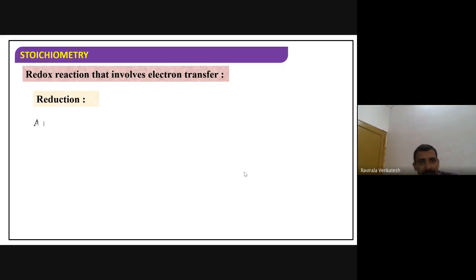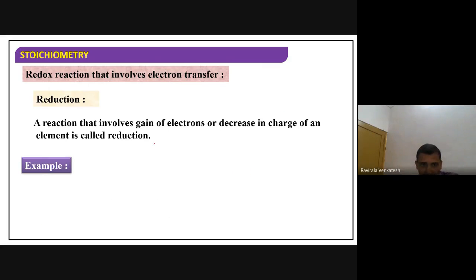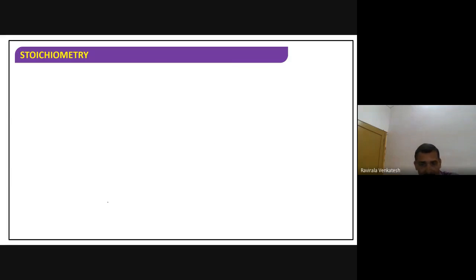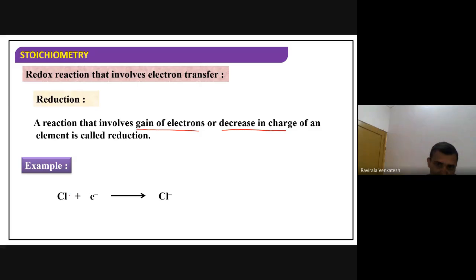Next, reduction means what happened? Gaining of electron, and decrease in the charge. If the charge is decreasing, that is called what? Reduction reaction. Let me see this example. You are now gaining an electron or not? You see here, gaining of electron. You are gaining an electron, converting into Cl minus, a reduction reaction.